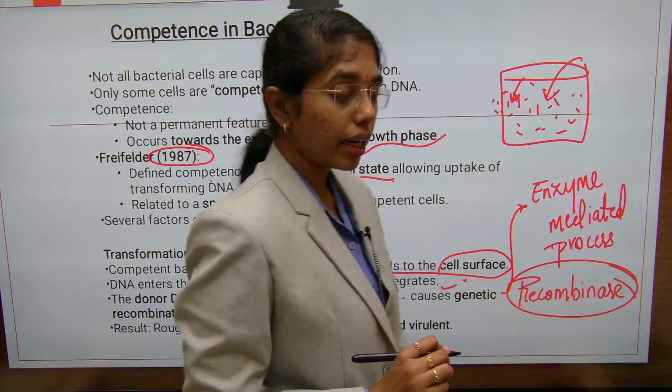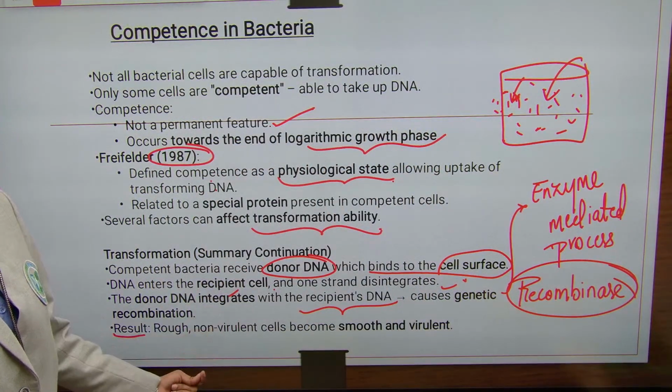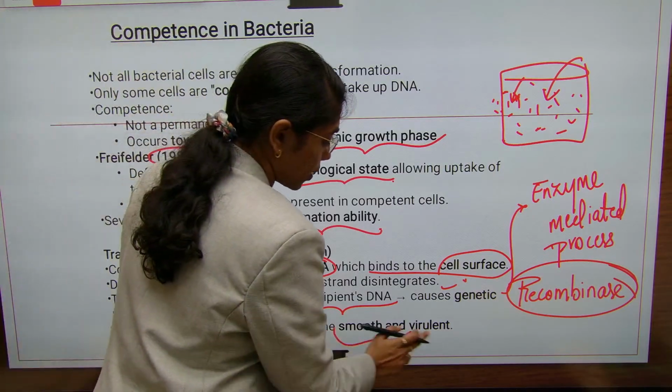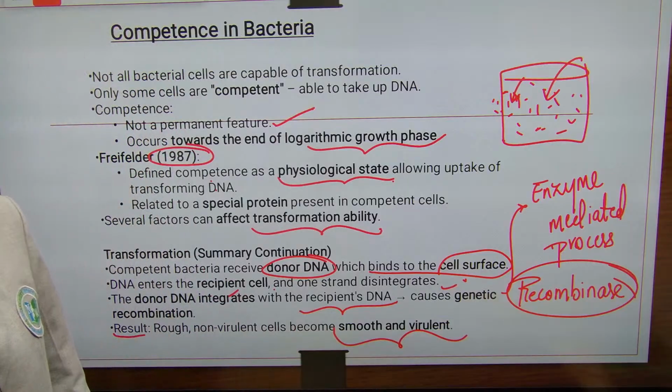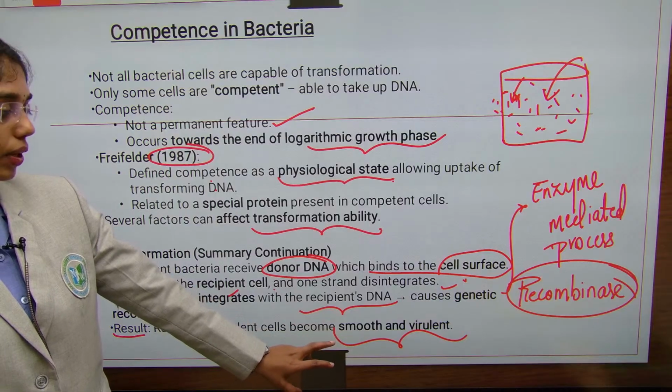Clear till here? So here what is the result? The rough non-virulent cells become smooth and virulent. Rough and non-virulent cells are becoming smooth and virulent.